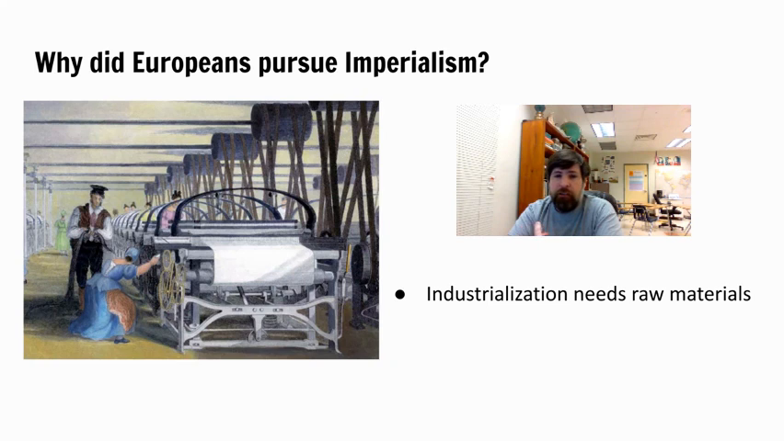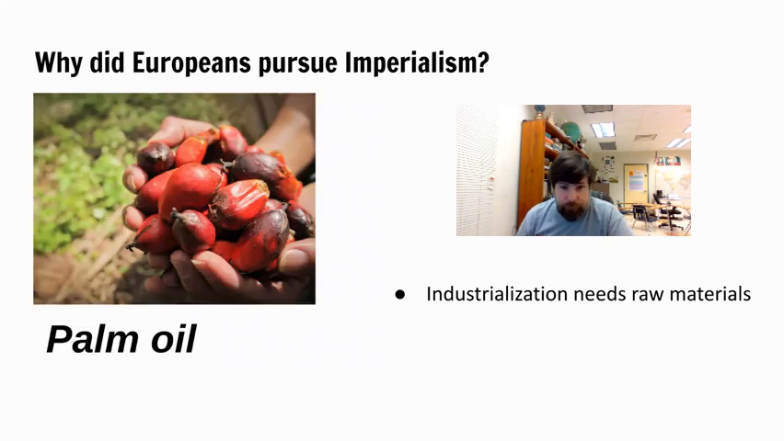Well, your factory isn't going to do you any good if you don't have raw materials to put into it. You can't make textiles if you don't have cotton, right? So England is very interested in getting cotton from places like America and Egypt and India.